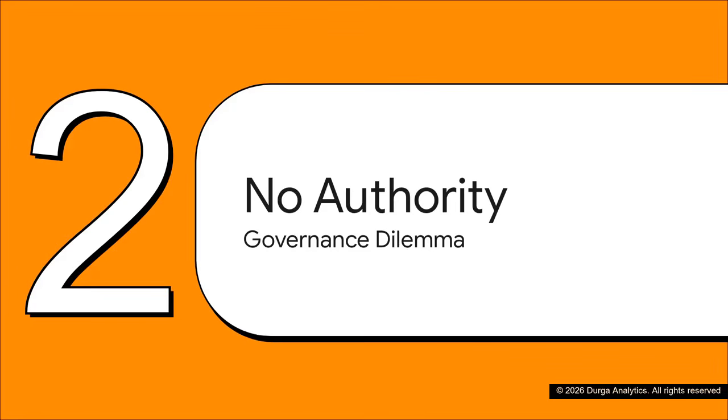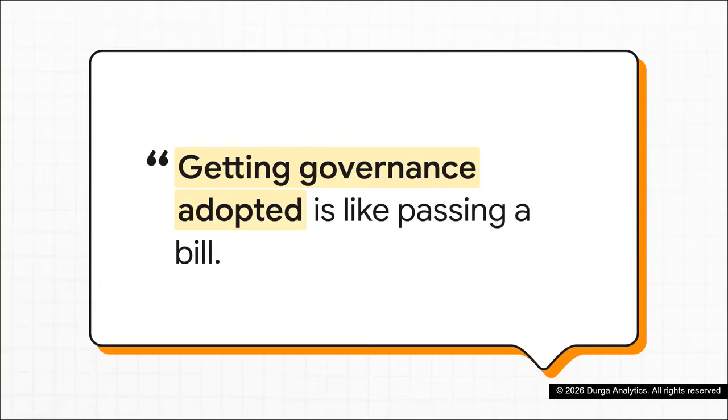That brings us to Section 2, Accountability Without Authority. Here is the mindset you need to adopt from day one. Getting governance adopted? It's exactly like passing a bill. You can't just issue a dictatorial order and expect everyone to comply. There's no way.